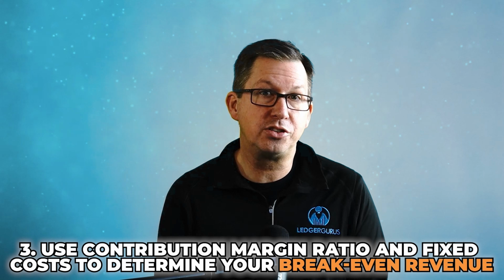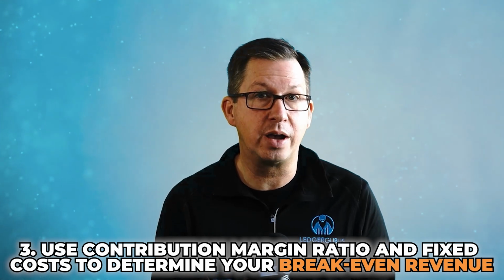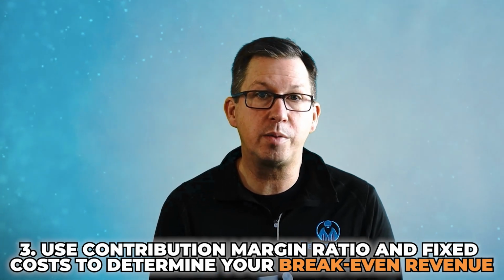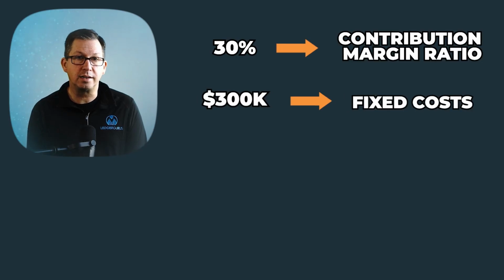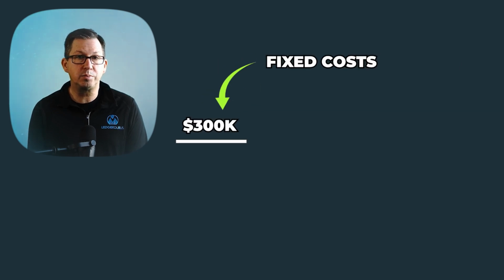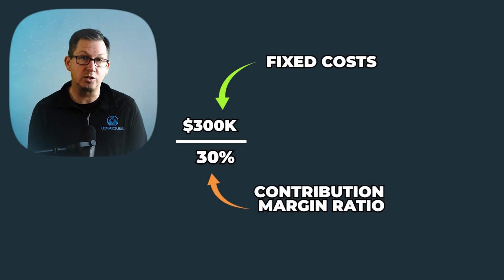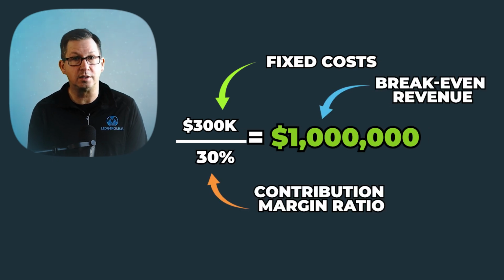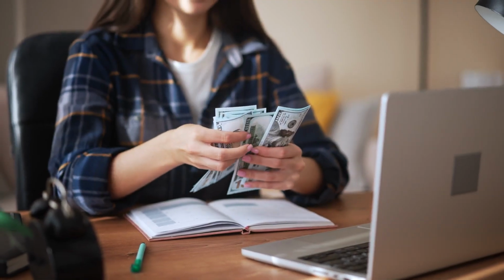Third takeaway is you can use your contribution margin ratio and your fixed cost to determine a break-even revenue point. For example, if you had a contribution margin of 30% and fixed cost of $300,000, to determine your break-even revenue, you would simply divide your fixed cost of $300,000 by your 30% contribution margin, which gives you $1 million. At $1 million in sales, you're break even. Anything above that should generate profit. As I mentioned earlier, reality is a bit messier, but this calculation will get you to the right target.